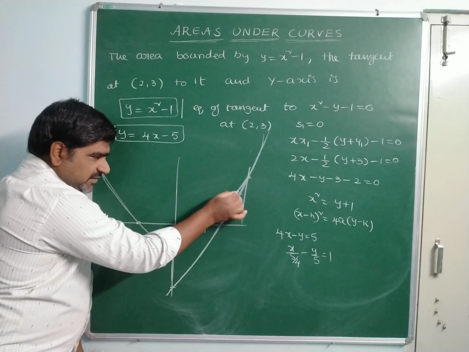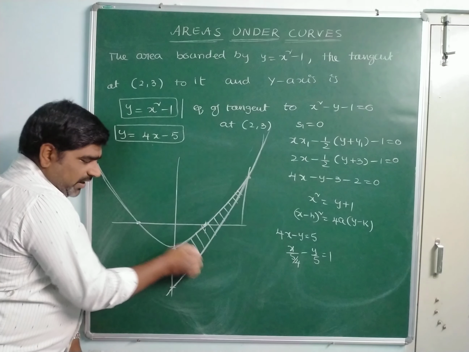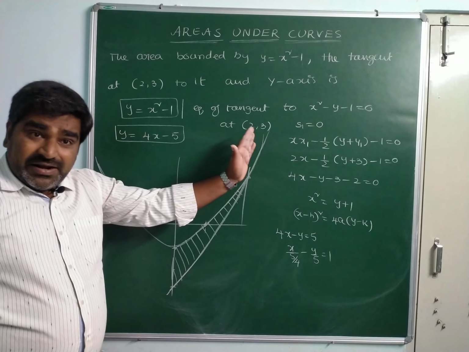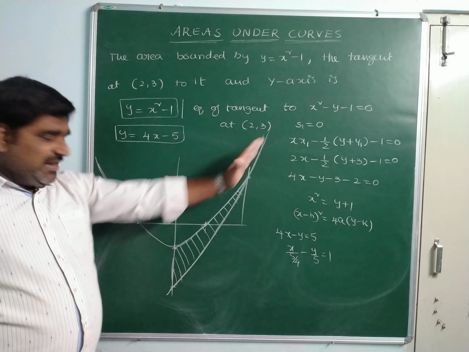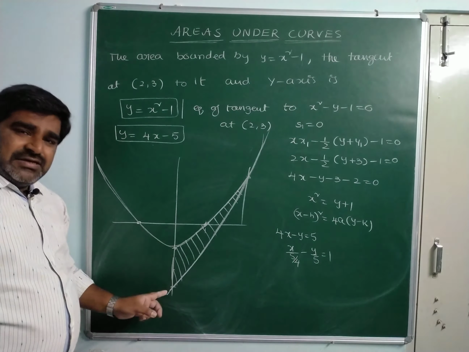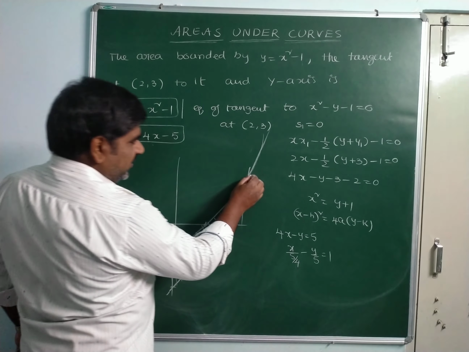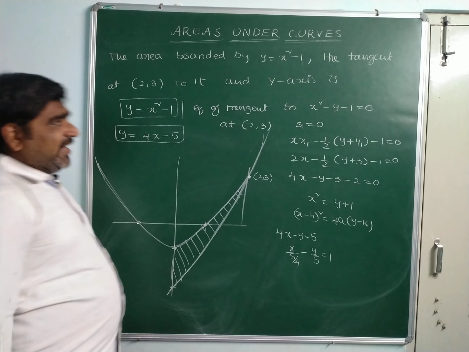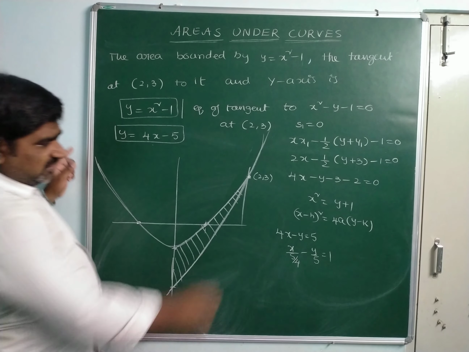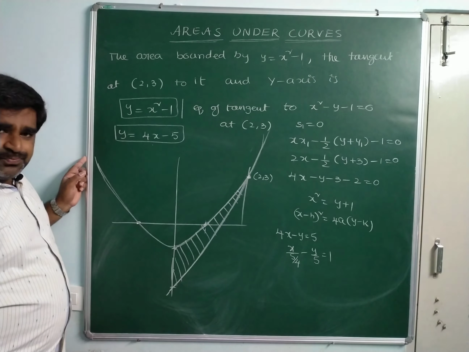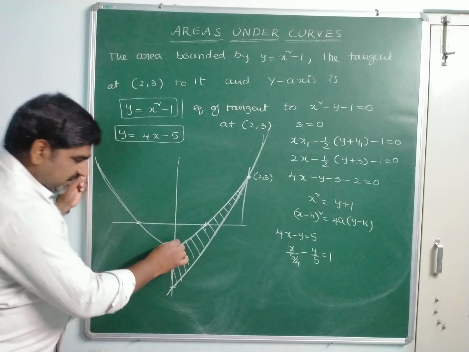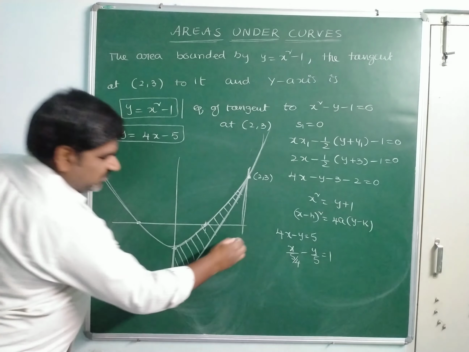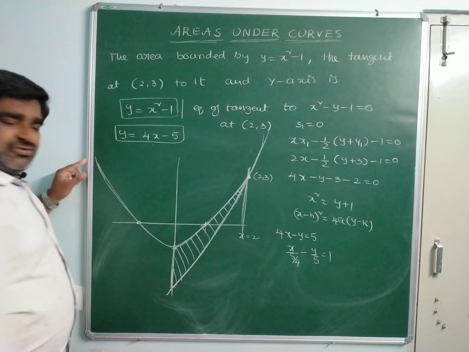So now this is the region bounded between the parabola, the line and the y-axis. This is the region bounded by the parabola and the tangent and this line. So tangent at which point? 2 comma 3, isn't it? So this is the point 2 comma 3. Achha. So this is the line x equals to 0 and this is the line x equals to 2.